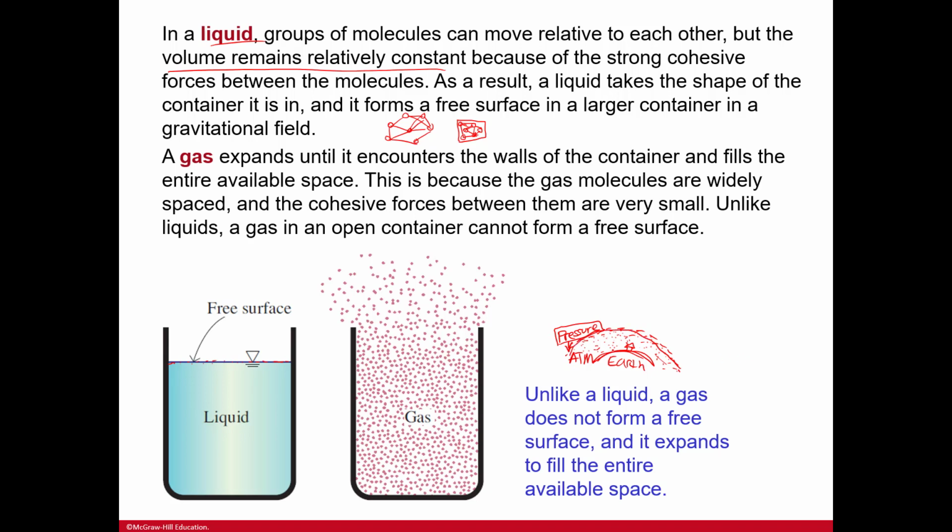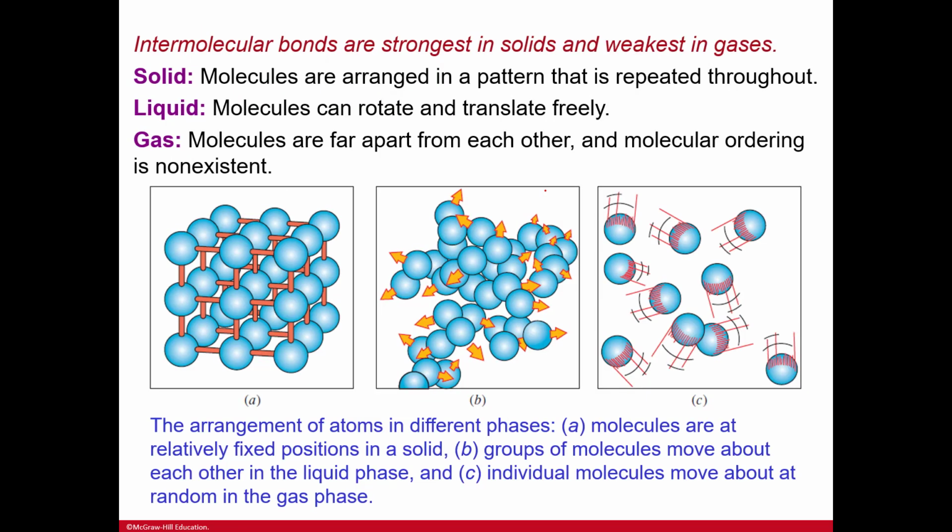The ocean doesn't have to do that. The ocean's going to stay right here, right? It's going to stay right here because it's going to form a free surface, right? It's because the bonds, the connections between these forces are so weak in a gas, it can't keep them together. So the intermolecular bonds are the strongest in solids and weakest in gas, and that's how we get form. Okay, that's how we take shape.